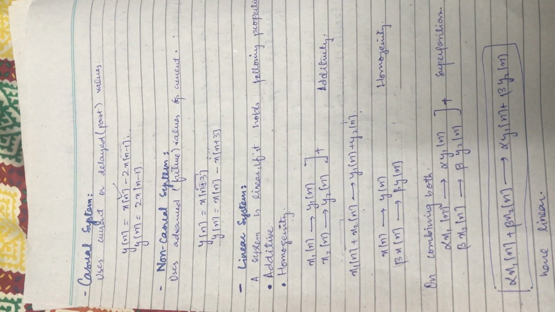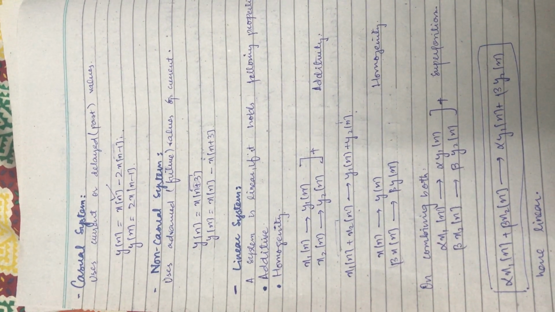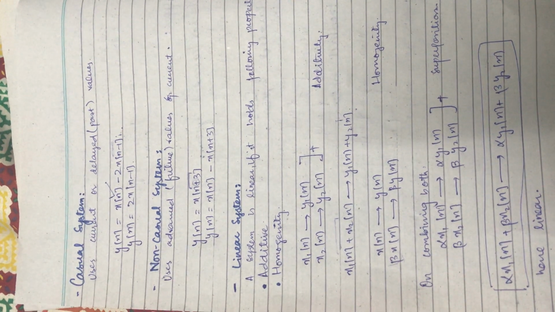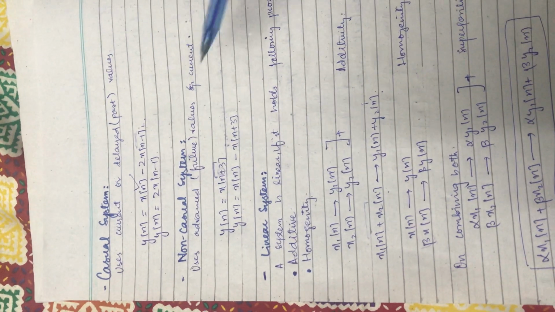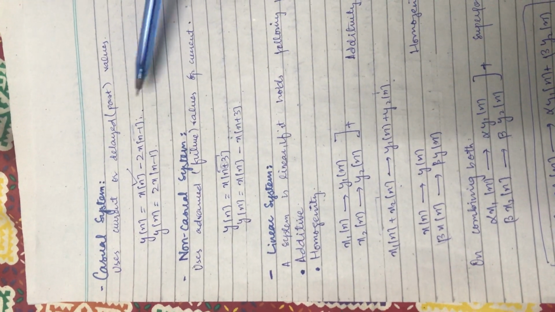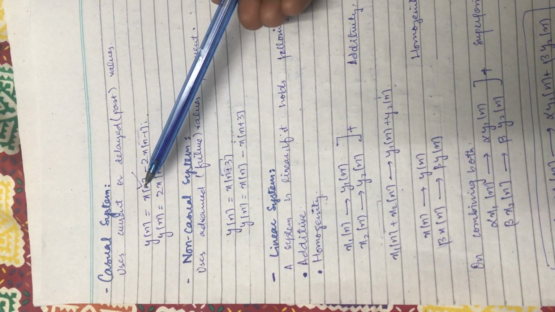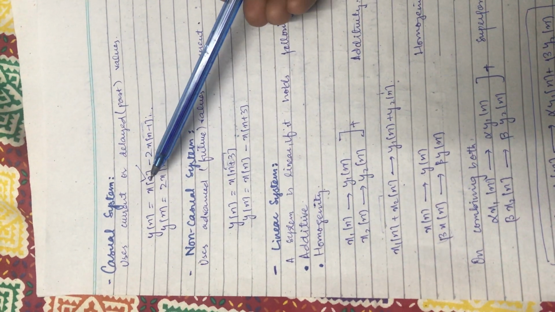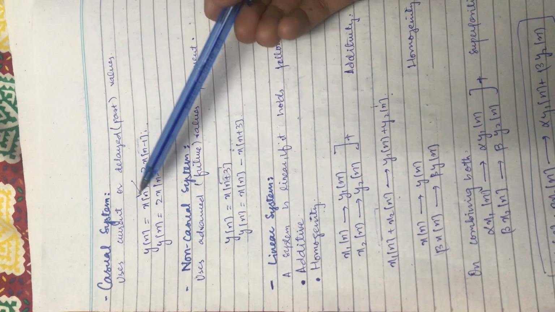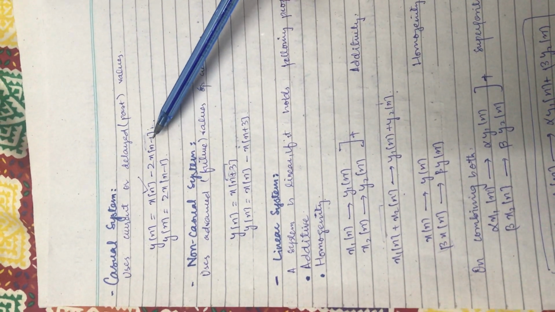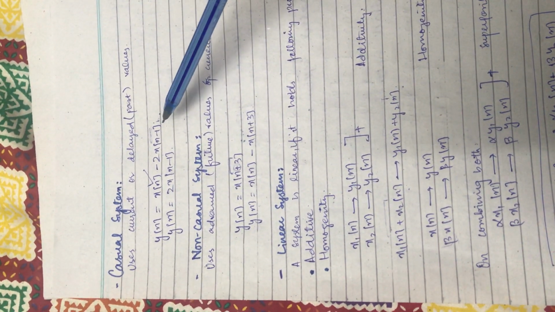Now come to the causal systems. The causal systems use current or the delayed, meaning past, values. For example, these are the examples of causal systems. In these, x of n shows the current value because there is no shift in the first term. In the second term, there is a shift of -1. This means this is the delayed or the past value.